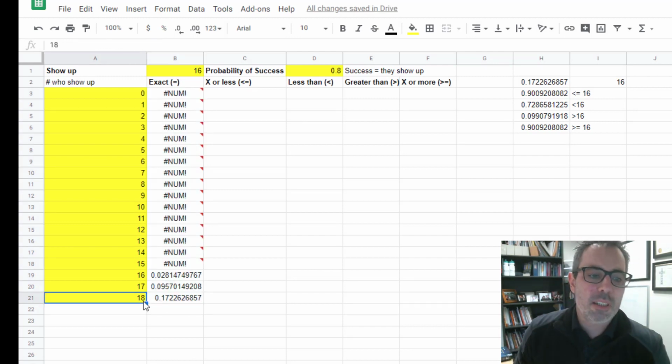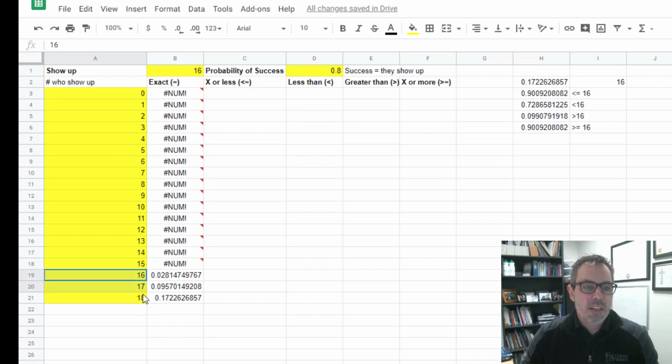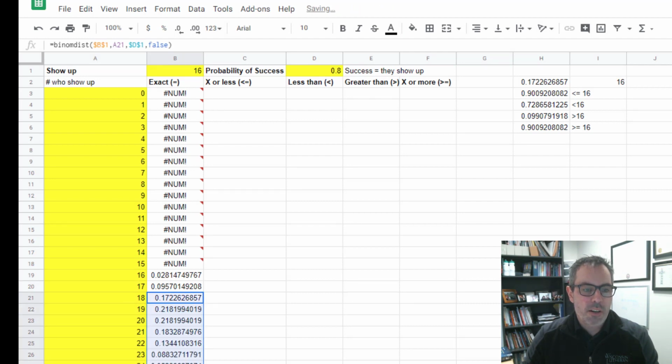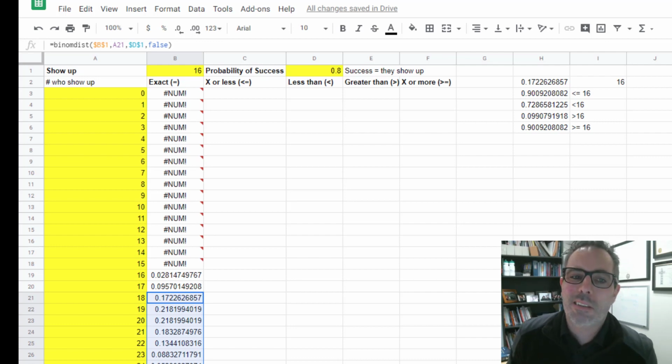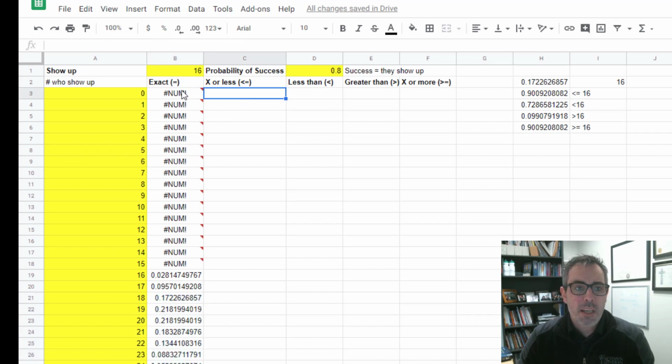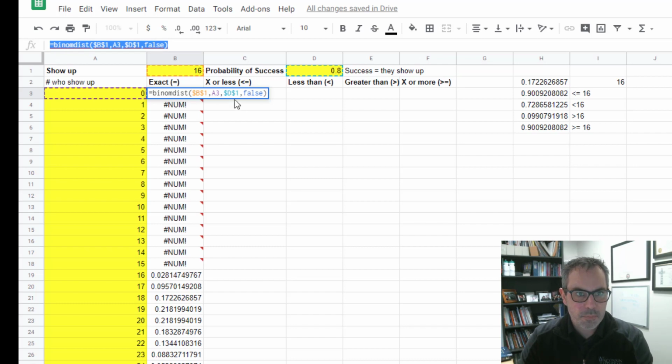Now the nice part is I could extend this and continue to do this. Like what if I sold more seats? I could take this and drag it down and understand all the way up to 25. What's the probability that exactly 16 people show up? Right? What is the probability that 16 people or less show up? It's basically the same thing that I had here.